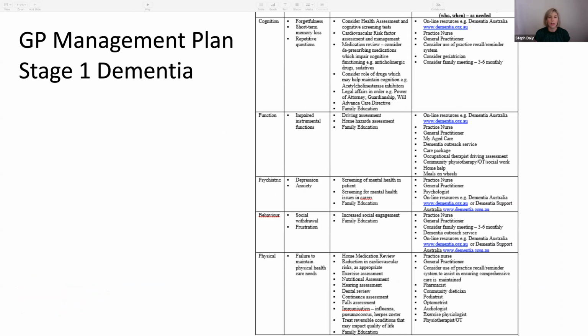And if we think back to stage 1, we're thinking about short-term memory problems, repetitive questioning, for example, in terms of the cognitive impairment. And within this, if we're thinking about ways in which we can help people, it's with looking at their medications. Are there any medications that might be adding to that cognitive impairment? So reducing any of the anticholinergic medication, the medications that cause more cholinergic effects. So we want to reduce those. Looking at whether or not we want to consider starting anticholinesterase inhibitors.